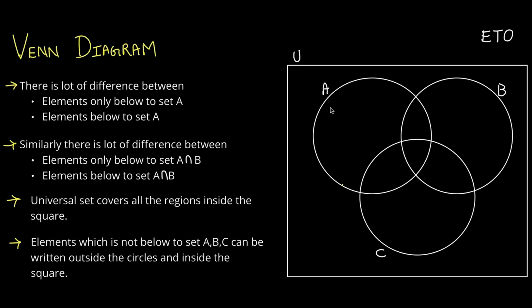In this Venn diagram, we are considering three sets: set A, set B and set C. The left circle represents set A, the right circle represents set B and the bottom circle represents set C. The square enclosing all three circles represents the universal set.